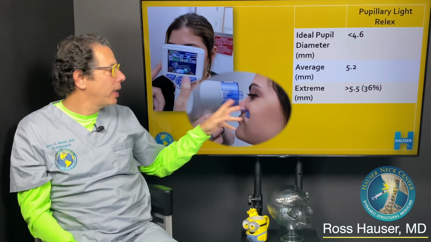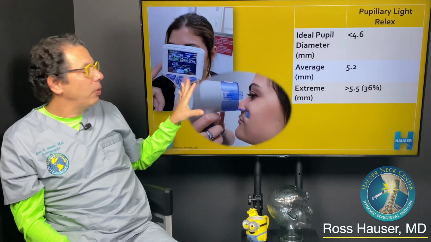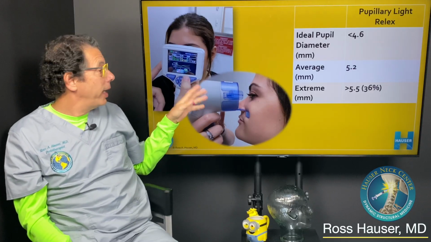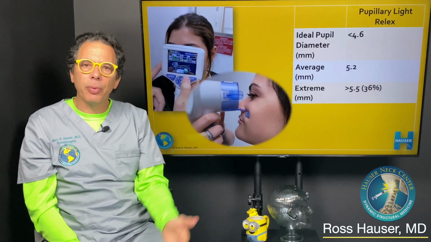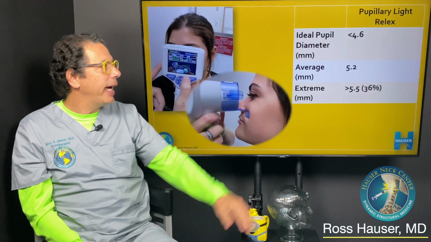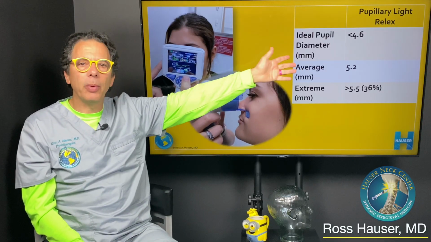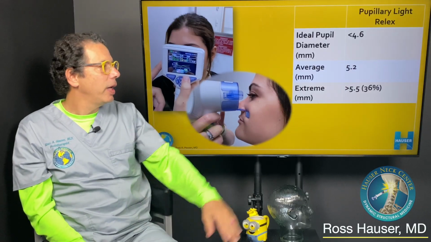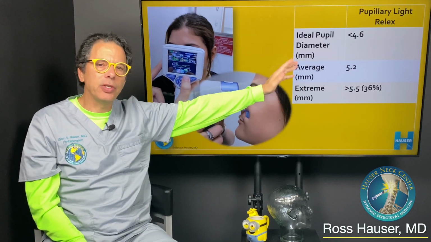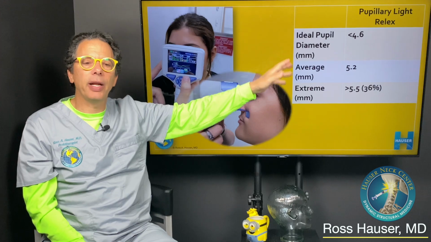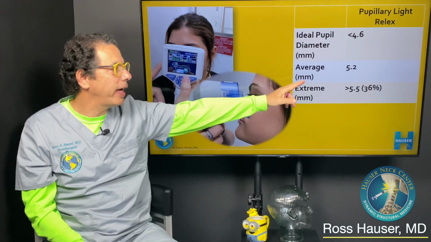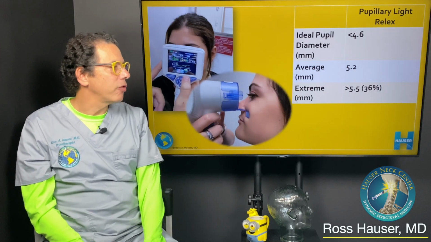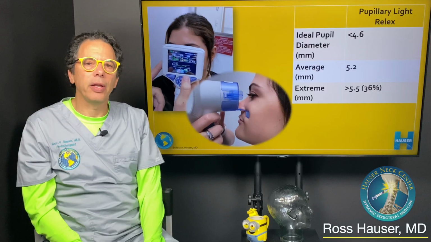It's called a pupillometer, and it's a computerized device, so that's great because you can recheck a person at a later date. The ideal pupil diameter is normally 4.5 millimeters or 4.6 millimeters or less. The average in our patient population, this is in-house data where we did 138 patients, was 5.2 millimeters, and extreme cases were 36% of the patients.